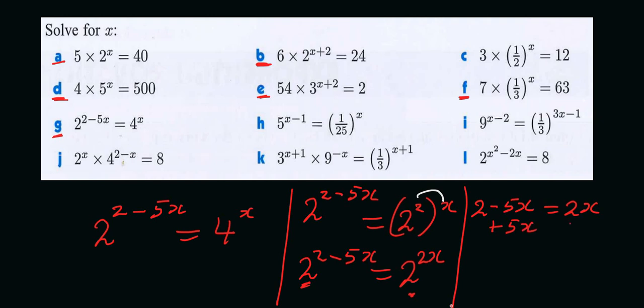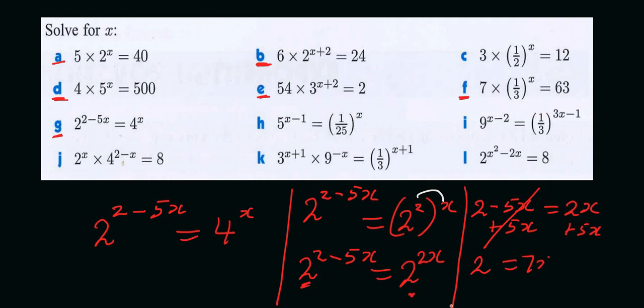So at this point, we can add 5x to both sides. Add 5x to both sides. Minus 5x plus 5x cancels out on the left side. So we are left with 2, and this will be equal to 2x plus 5x is 7x.